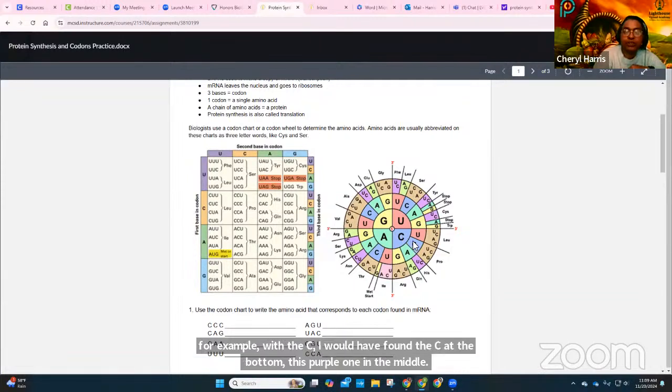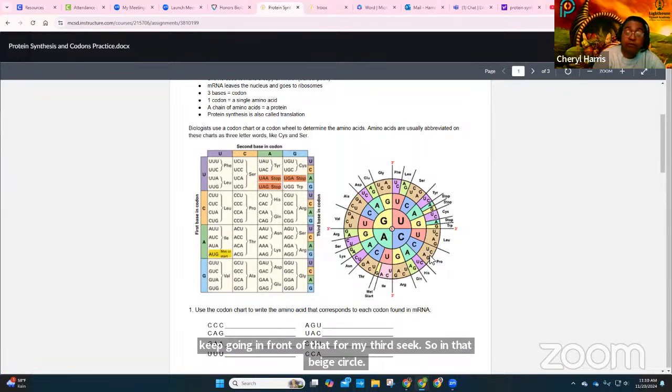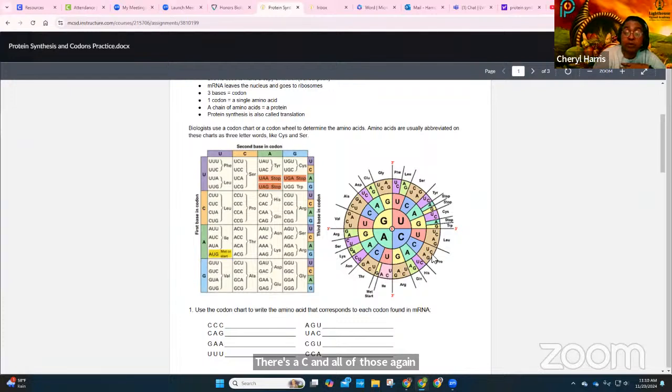So I go to the second circle and look at the circle of the letter C again, and I keep going in front of that for my third C. So in that beige circle, there's a C, and all of those again code for the same one. It didn't matter which one I picked, they're all going to code for proline. So proline is the answer I needed to write on the space.